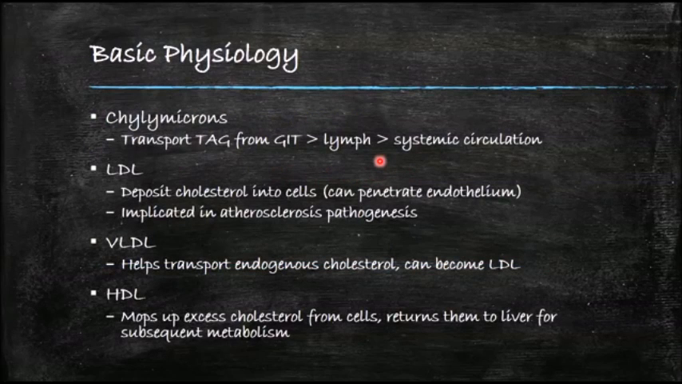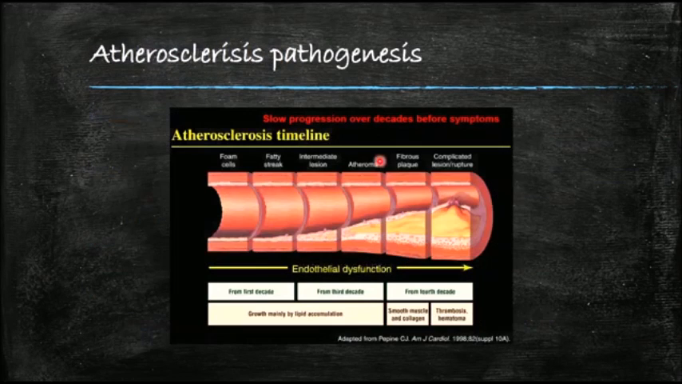So, lipid-lowering drugs. You need to know the different types of lipids. LDL and VLDL are your bad cholesterol. HDL is your good cholesterol, so you try to increase HDL as much as you can and reduce the others. This is the pathogenesis of a plaque forming, and you should know this because this can be quizzed as well.